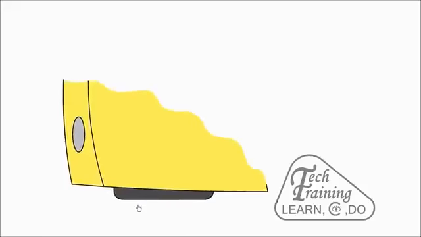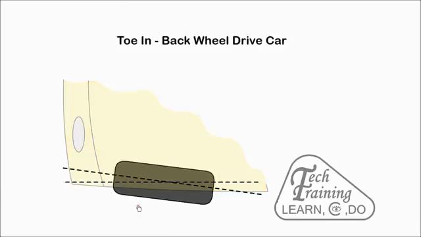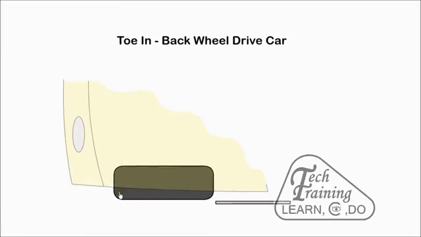Ideally, when a car is cruising on a straight road, the front wheels should be parallel. With toe in, the front of the wheels are set slightly towards each other. This is normally used on a rear-wheel drive car. When the back wheels drive the car, the front wheels will tend to splay out or straighten as any slack in the steering system is taken up.